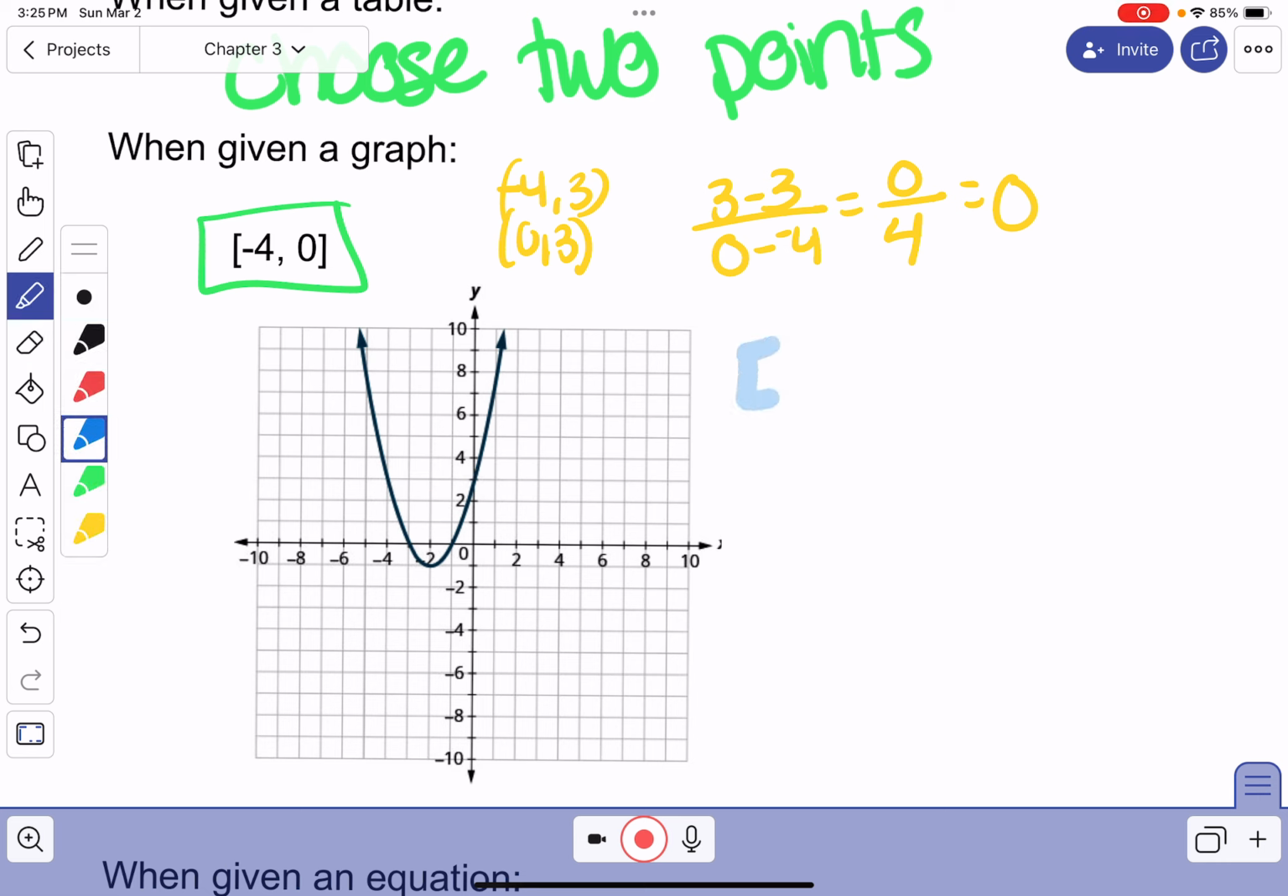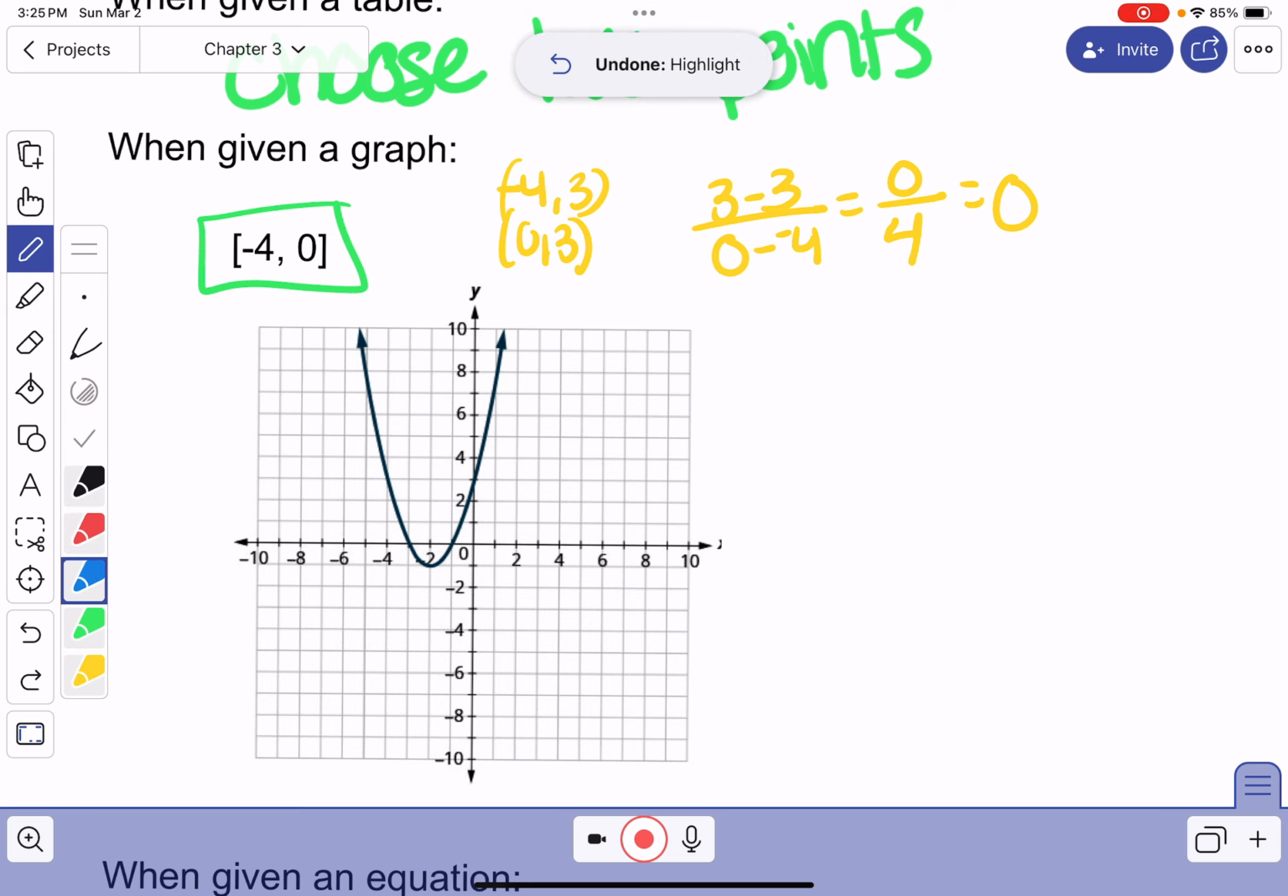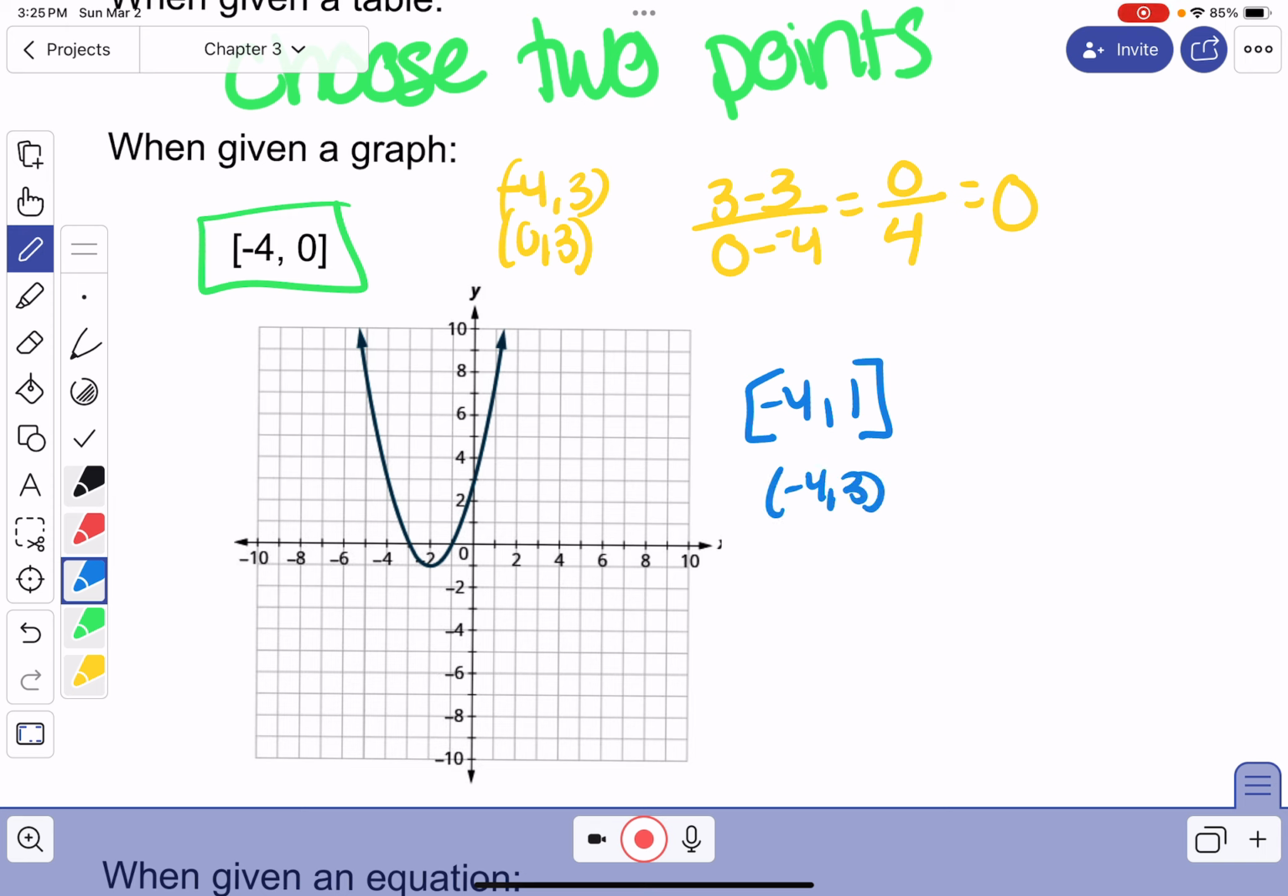Another example, let's say we said negative 4 to 1. So negative 4 is still 3. 1 goes all the way up to 7. So then we would subtract. 7 minus 3 over 1 minus negative 4 gives us 4/5, or 0.8 if we had turned that into a decimal.